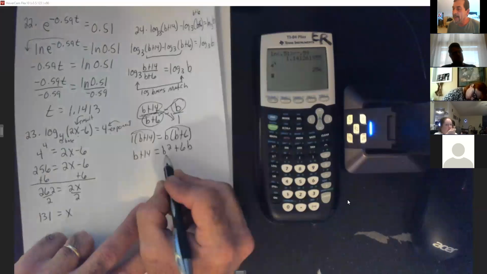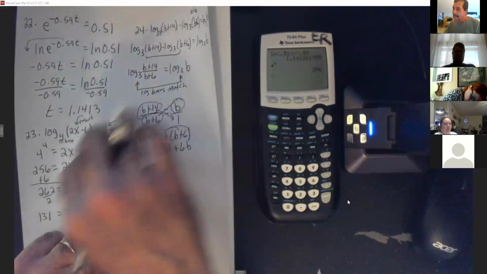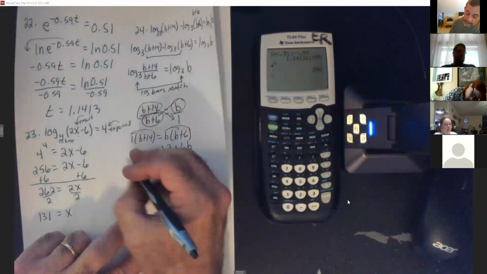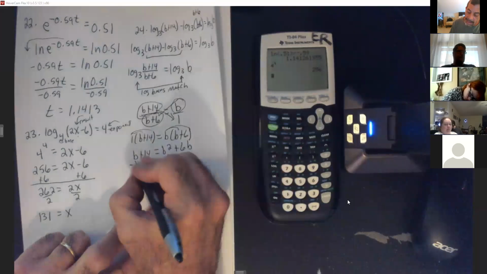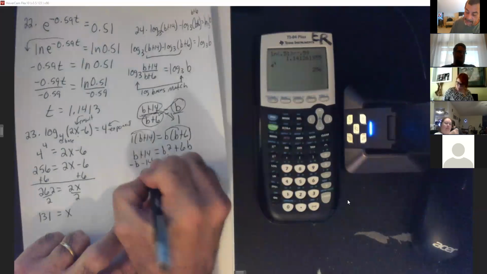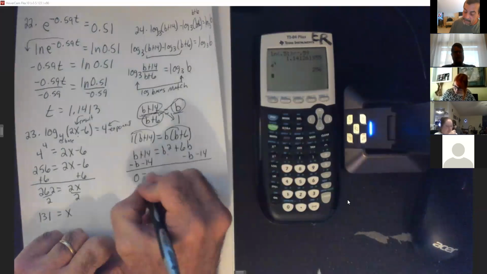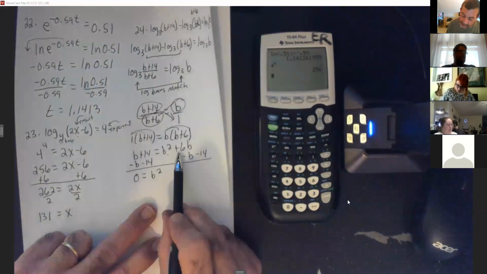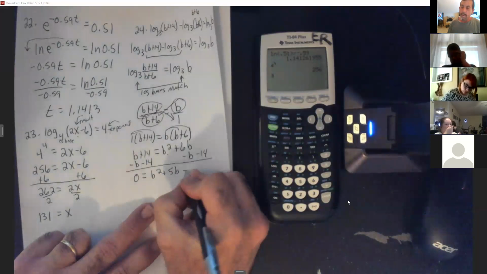So it's going to be quadratic because of the squared terms. So we need everything on one side equal to 0. So we're going to subtract a b from both sides. We're going to subtract a 14 from both sides. This side now gives me a 0. This side would be b squared. Let's see, 6 minus 1 gives you a positive 5b minus 14.